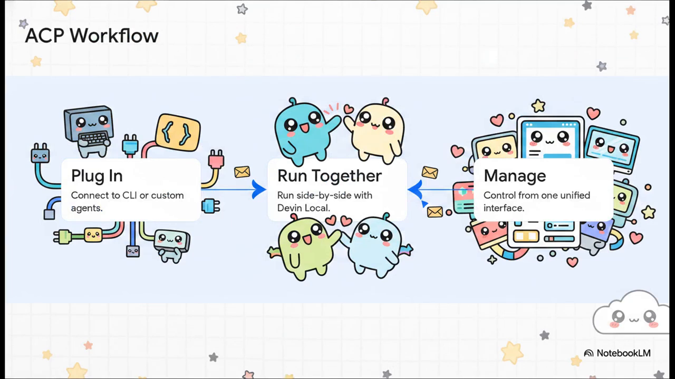So how does this actually look in practice? Well, because of the ACP protocol, the command center isn't tied exclusively to Devin's agents. You can easily plug into Codex CLI, OpenCode, or even a totally custom agent you built yourself. You can run them right side by side with Devin Local and manage the whole shebang from one unified interface. It gives you absolute architectural freedom to build the exact workflow you want.